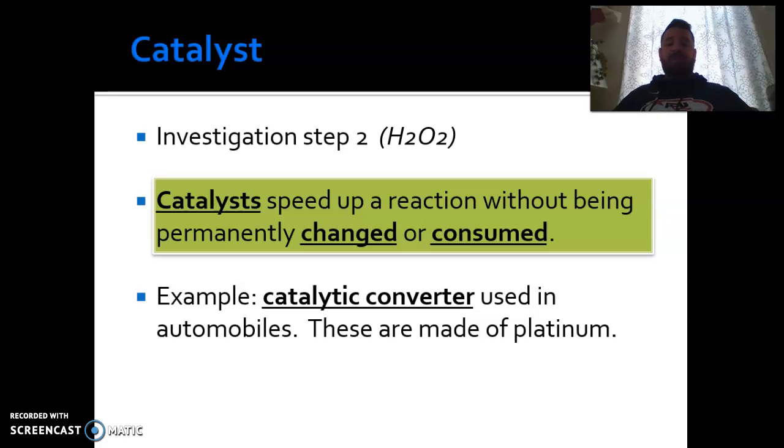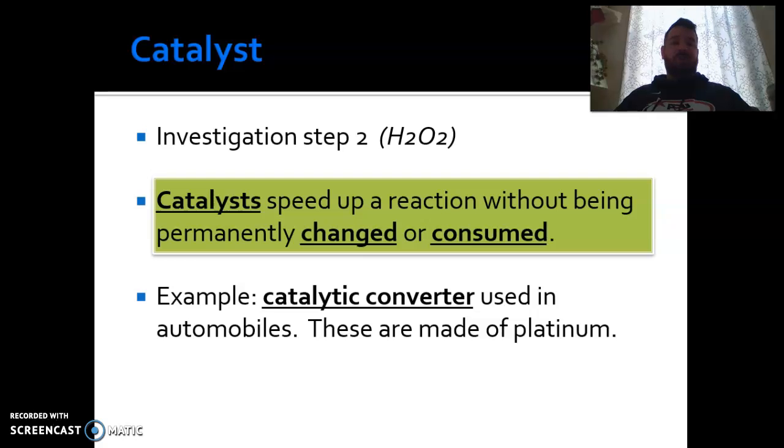So a really good example would be the catalytic converters we have in automobiles. These are made of platinum and rhodium. And what happens is, through the combustion reaction that powers your vehicle, sometimes there's an incomplete reaction. So instead of producing carbon dioxide, CO2, your car will sometimes produce carbon monoxide, CO. And this can be quite bad. Carbon monoxide is quite dangerous, especially as a product in our environment.